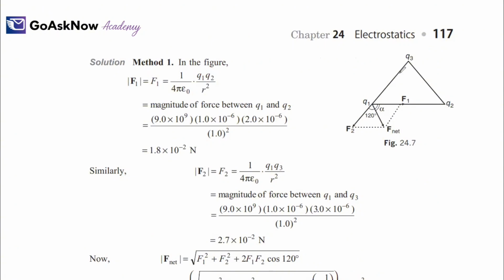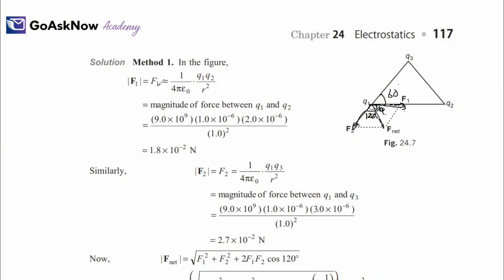We have two forces, F1 and F2, which I have already shown you. F1 is due to the Q2 charge, and F2 is due to the Q3 charge. Their directions are like this, and this angle is 60 degrees, so this angle must be 120 degrees due to the linear pair. Then the net force direction will be like this, and suppose it makes angle alpha with the F1 direction.